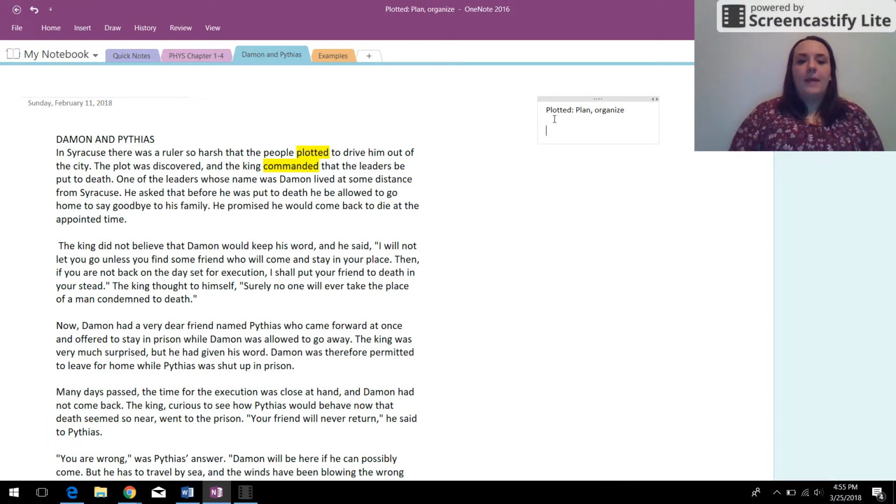So the second word, commanded. The plot was discovered, or the plan was discovered, and the king commanded that the leaders be put to death. Well, in this sentence, we know that the king is the ruler. He has say over all things, and whatever he says, people have to do, right? So he's commanding that they be put to death. So he's giving an order.